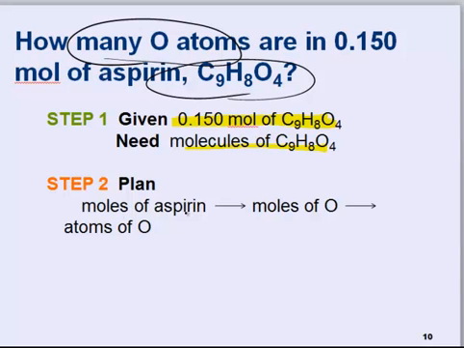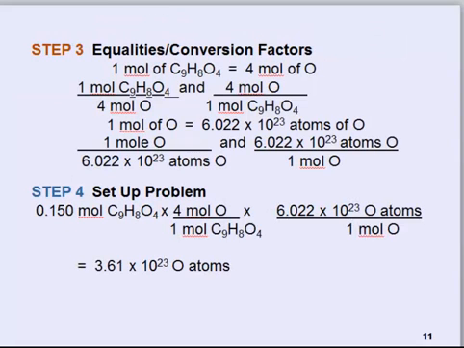So you have to now come up with your plan. For moles of aspirin, you need to know moles of oxygen from the formula, and then from there you will go to the atoms of oxygen. So let's look at the equality. The equality that we will use is 1 mole of aspirin has 4 moles of oxygen atoms, as you can see from the formula. So this would be my conversion factor. And notice I wrote down 1 mole of oxygen is 6.02 × 10^23 atoms, because that's a standard value which we know.